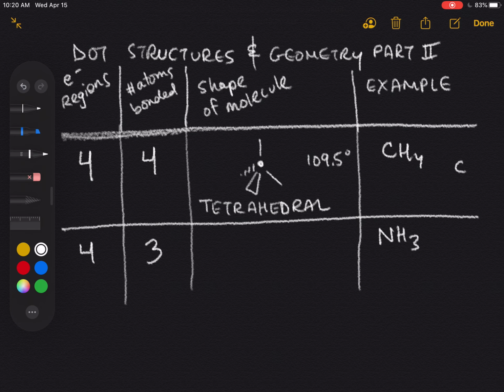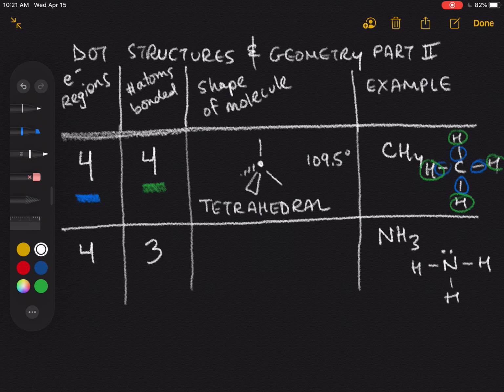It might be a good idea to sketch these things out so you can see the different electron regions here. So if we sketch out methane here, you can see 1, 2, 3, 4 electron regions, and then 1, 2, 3, 4 atoms bonded. And so that's where we get these numbers. For ammonia, if we sketch this out, we're going to get something like this. All right, so we have four regions of electrons, and we have 1, 2, 3 atoms bonded.